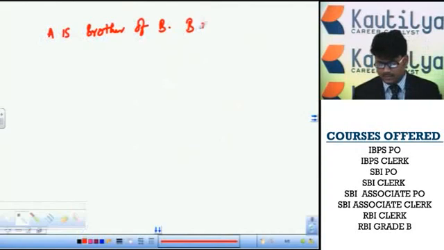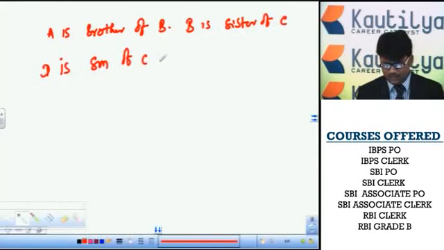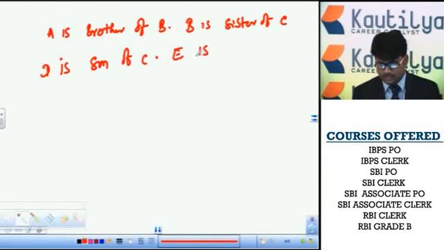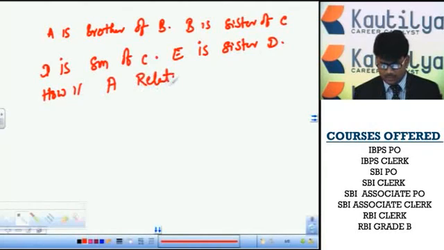One example of the problem is here. A is brother of B, B is sister of C, and D is son of C, and E is sister of D. How is A related to E in the given data?